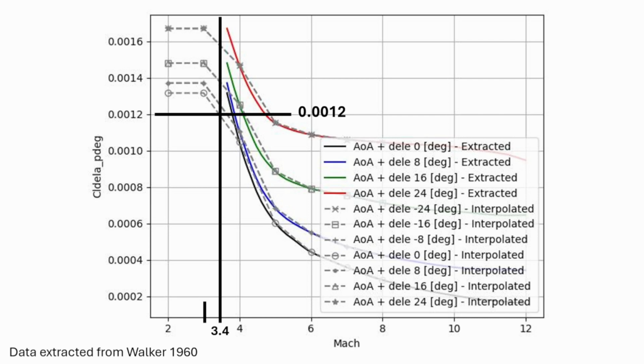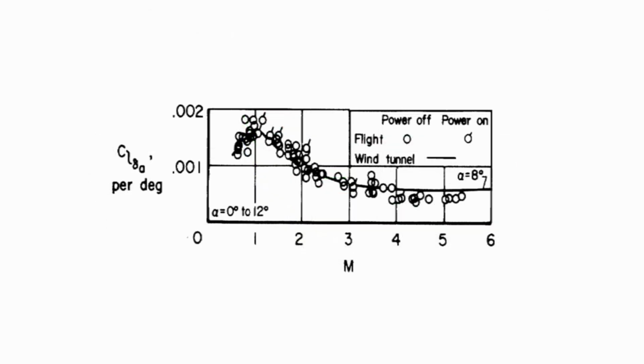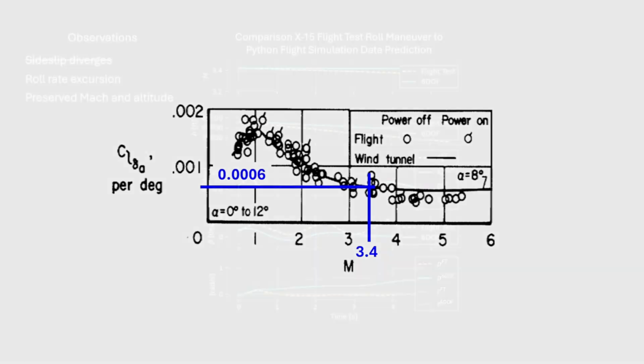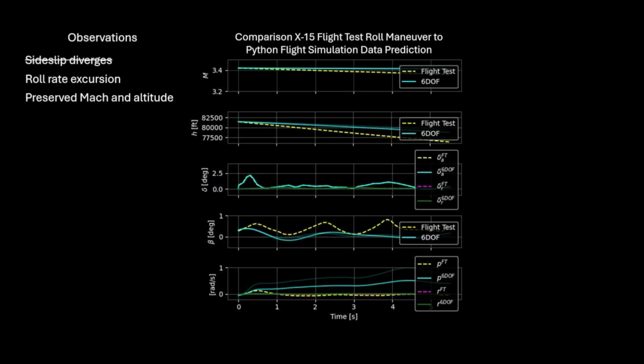Yancey's 1964 report contains this derivative determined from flight experiments. Mach 3.4 gives CL del A in units of 1/degrees of 0.0006. Whoa, the flight test data shows the computational predictions at this Mach number are off by 50%. This must affect the simulation.